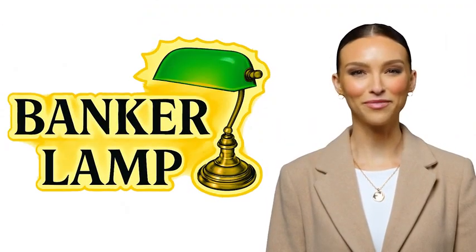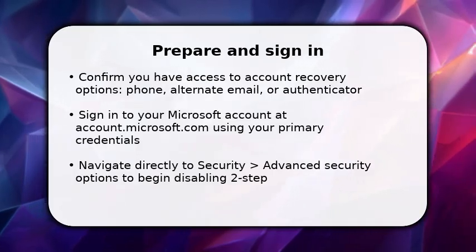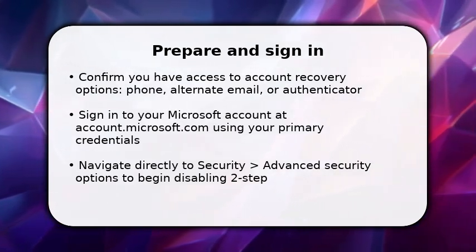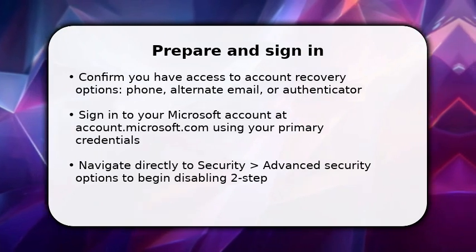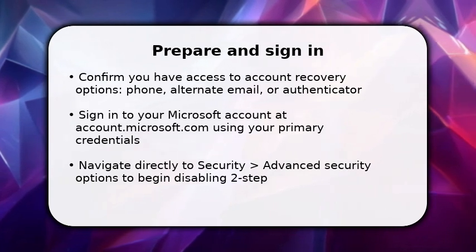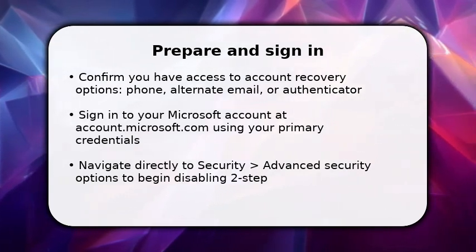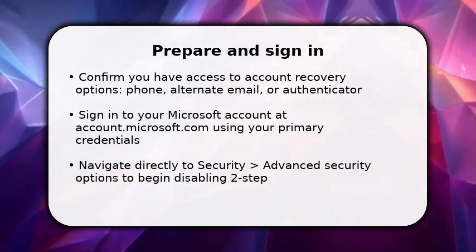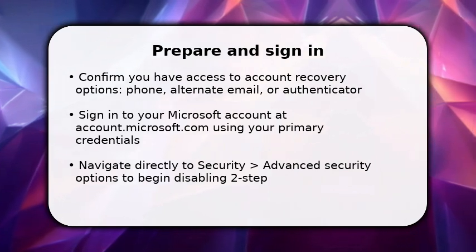Please enjoy the video. You start by signing into account.microsoft.com with the Outlook/Microsoft account you want to change. Once signed in, make sure you can receive codes on your phone or alternate email in case the system asks for verification. Then go straight to Security and choose Advanced Security Options. You do this now so you won't be blocked halfway.